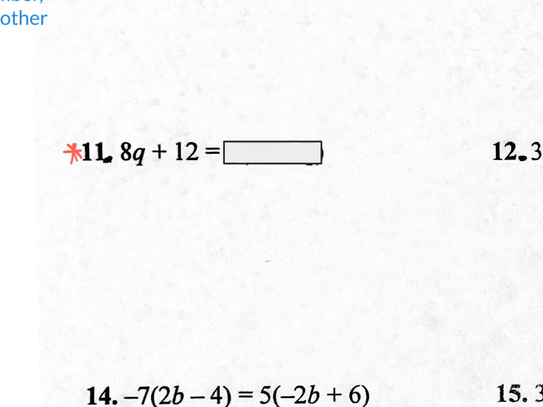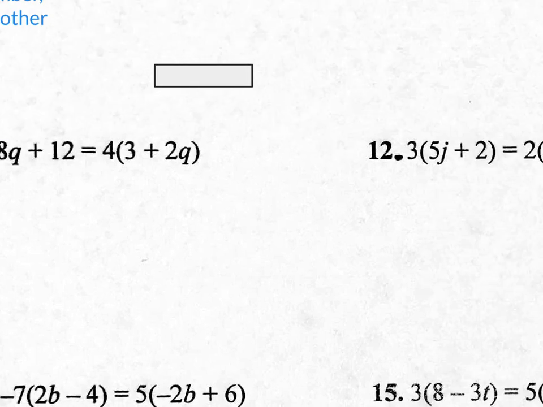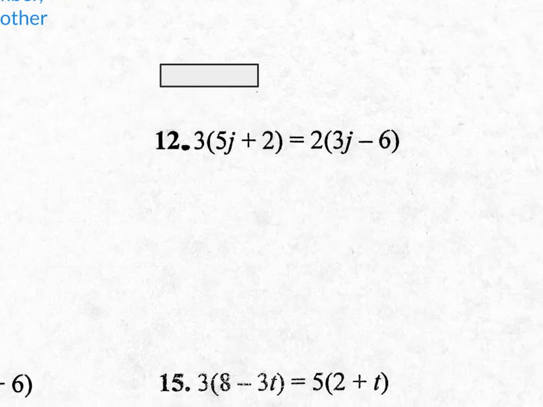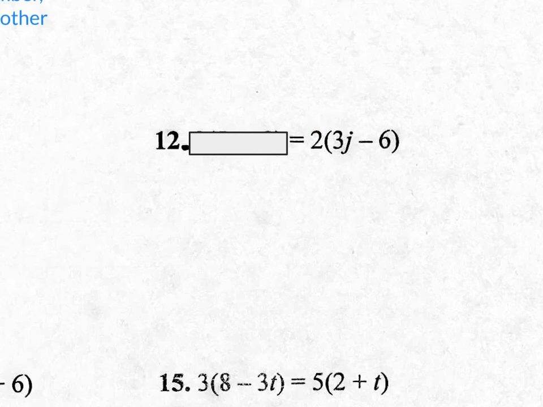Why is it not simplified? Well, the left side is simplified, but the right side is not. You could actually distribute 4 times 3 and 4 times 2. So that's what I mean by is it simplified. Number 12 is also not simplified. You could distribute on the left side, and you could also distribute on the right side. So there's simplification that you could do right there.